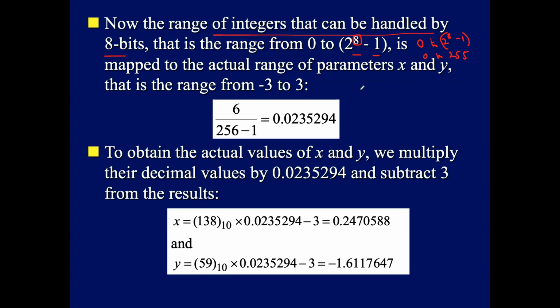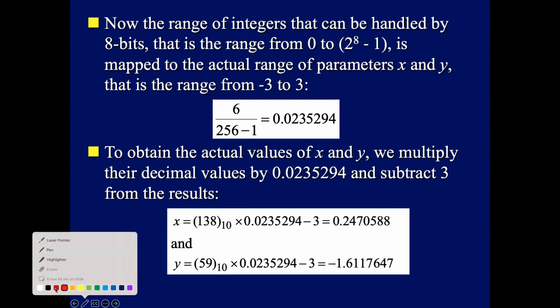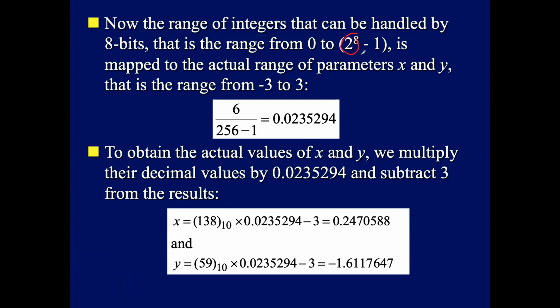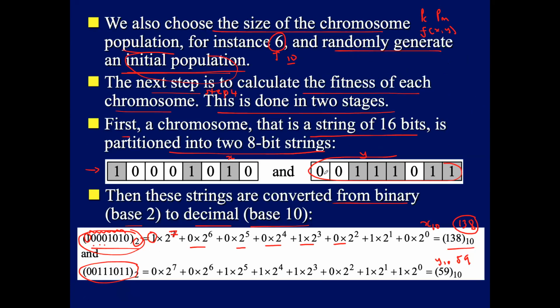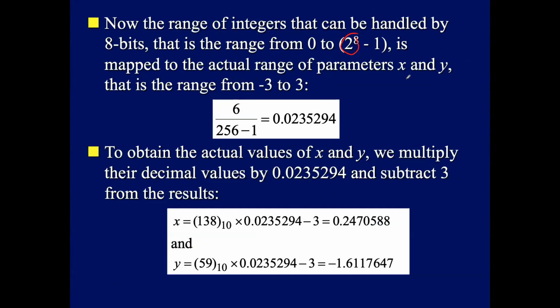Just like the integers that can be handled by 4 bits went from 0 to 15, because 2 to the power 4 is 2 times 2 times 2 times 2, which is 16, and then minus 1 gives you 15. That was for 4 bits, our previous example. But in this case, we are working with 8 bits, so we first have to establish the range represented by 8 bits, because those are the ones we are using for each of the variables x and y. That range is from 0 up to 255.